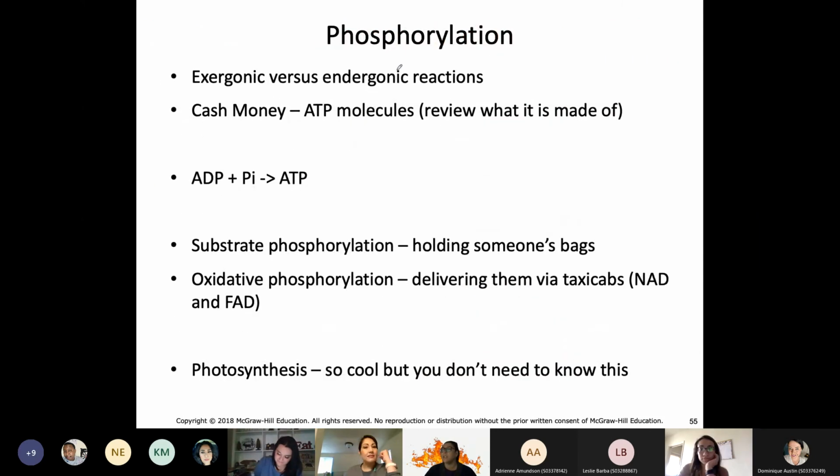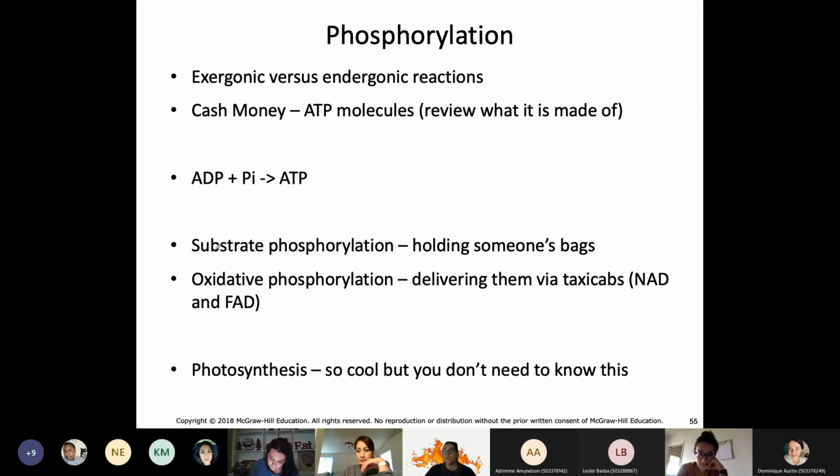And so phosphorylation events are really an important thing to know about. But let's do a summary to where we're at, everybody. Exergonic versus endergonic reactions, we know the differences. The money molecule of your cells is ATP. We did a review of what it's made of, but we know that ATP lives in this recycle between ADP and phosphate and then ATP, and you literally go back and forth between this cycle.